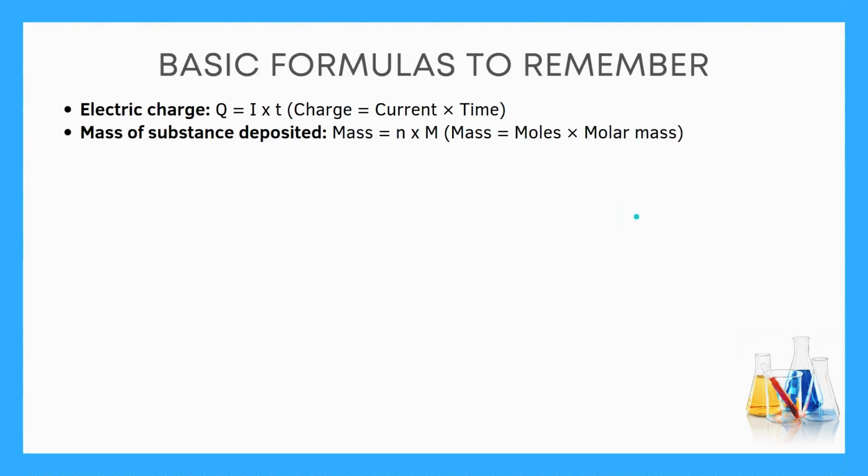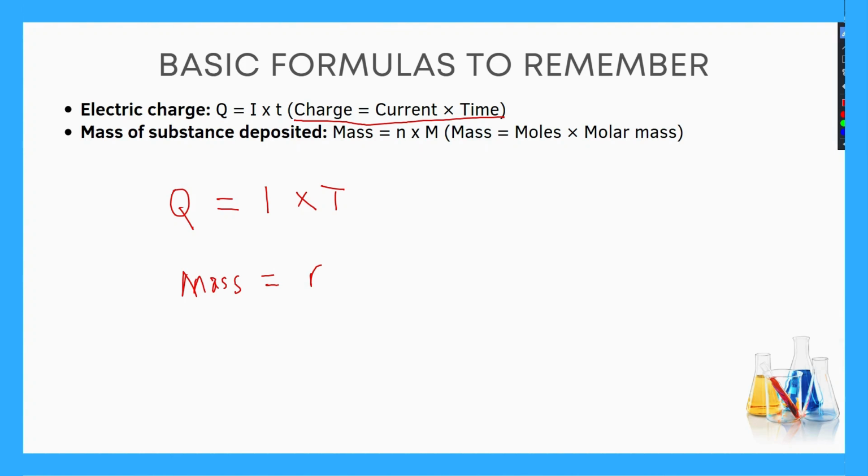Pretty massive, right? So here are some basic formulas you need to remember. For Faraday's first law of electrolysis, the formula states that Q, which is the electric charge or the amount of electricity passed, is equal to I, which stands for current, multiplied by t. Charge is equal to current multiplied by time. The next formula you need to be familiar with is that mass is equal to the number of moles, n, multiplied by the molar mass, MM. Mass is equal to number of moles times molar mass.